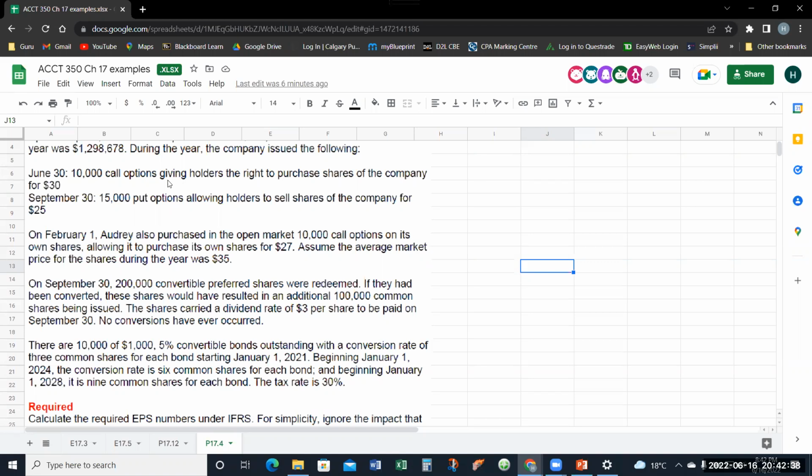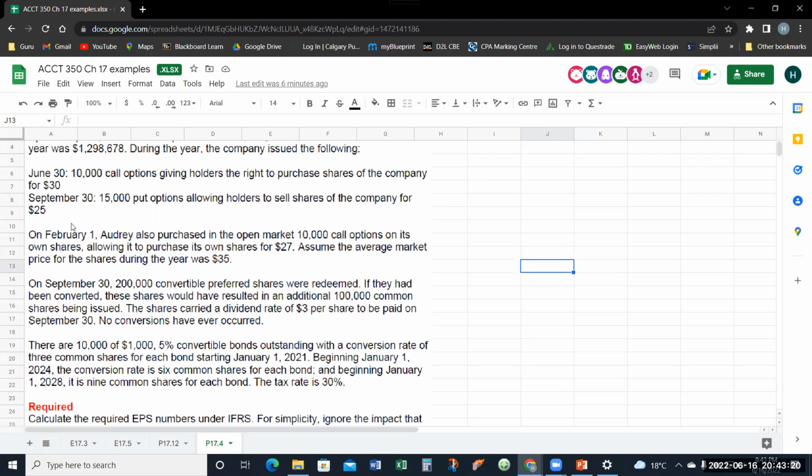So these call options, they will be dilutive when we do the diluted EPS calculation. What about the put options? Put options allow holders to sell shares of the company for $25. So again, think about it. The market price is $35. And these put option holders can make the company buy back its shares for 25. Do you think these put option holders are in the money? No, because if I want to sell my share, I'm better off selling on the market rather than selling the share back to the company for $25, right? It doesn't make sense to exercise the put option.